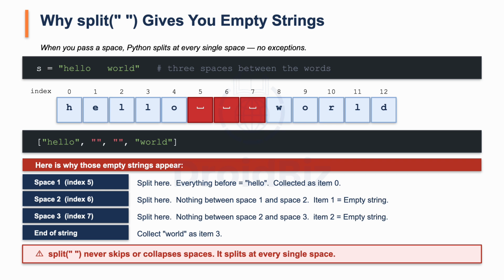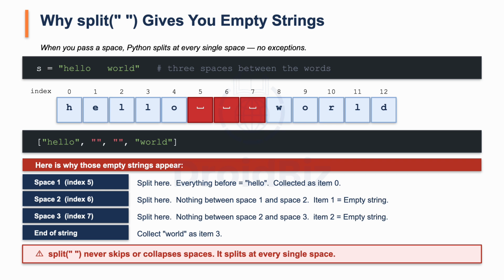Here is the input string, hello world, with 3 spaces between the words. When you call split with a space in the brackets, Python walks through the string character by character. Every single time it finds a space, it divides there. The first space is at index 5. Python splits there. Everything before it goes into the list as item 0. The second space is at index 6. Python splits again. But what sits between split 1 and split 2? Nothing. There are no characters there. So an empty string goes into the list as item 1.